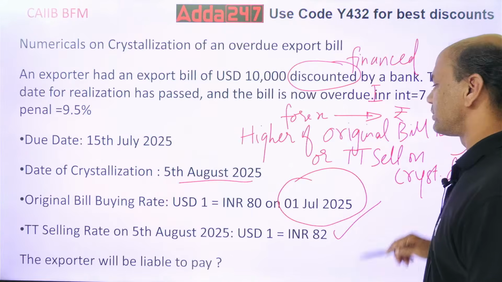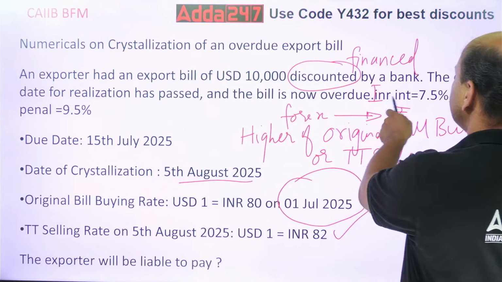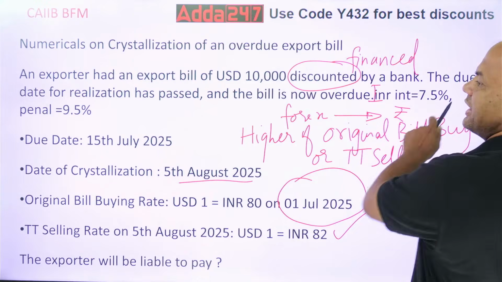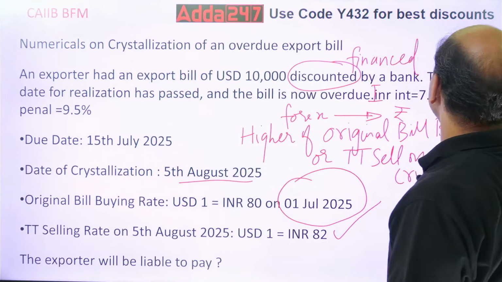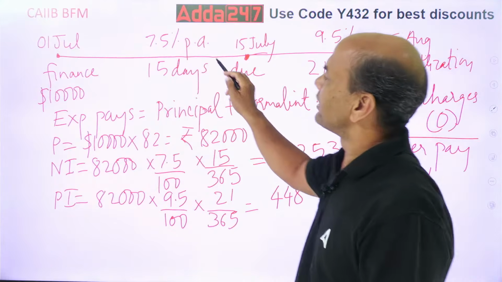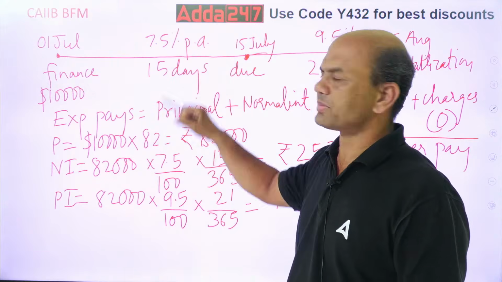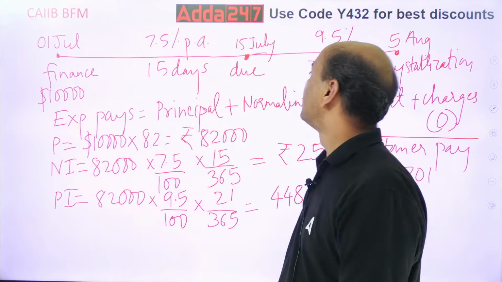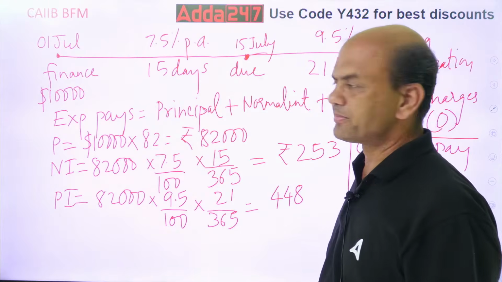See, what is the normal rate? What is given? Look at it over here. INR interest is 7.5% and penal interest is 9.5. So, for the normal bill up to the due date, you will charge him, let's say, 7.5%. Okay? And for the penal remaining days, you will charge him 9.5%.